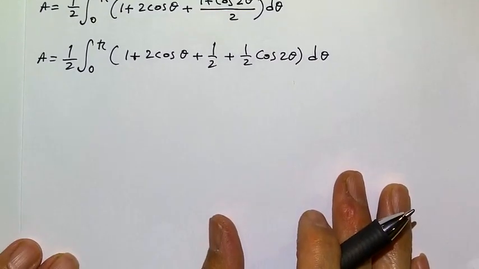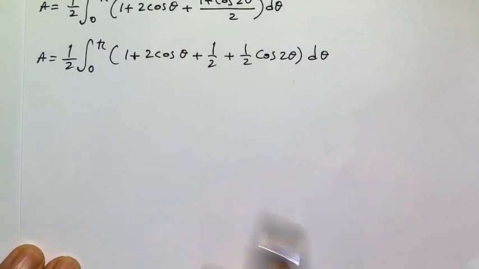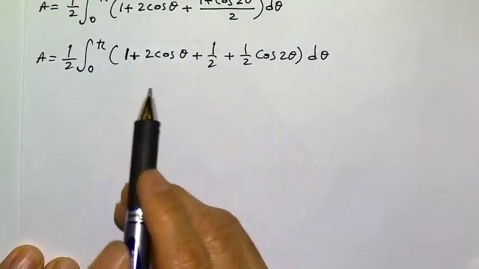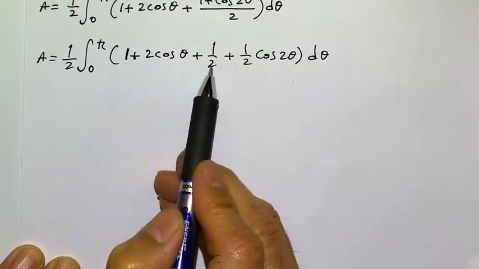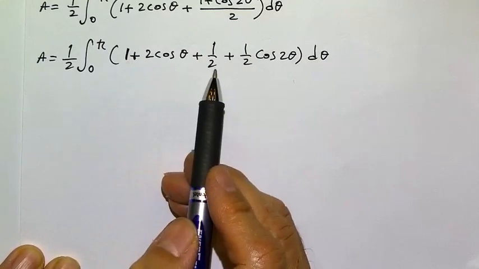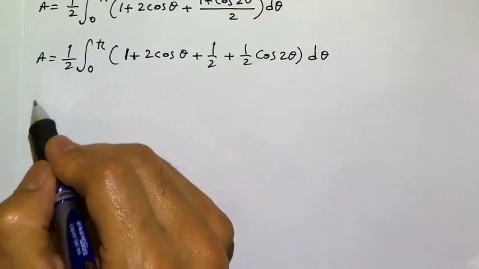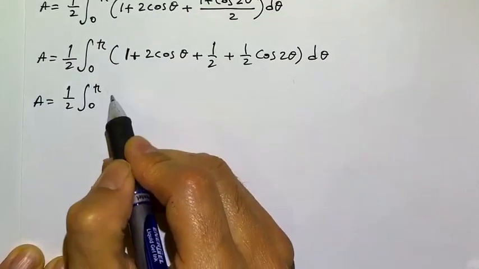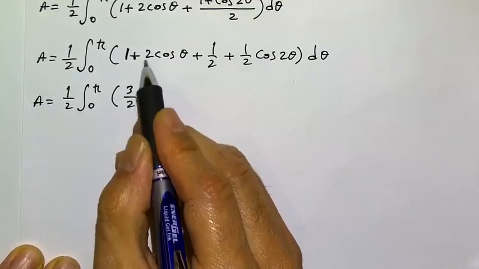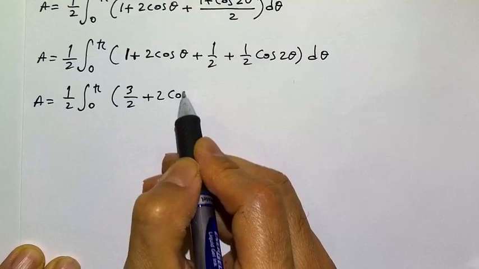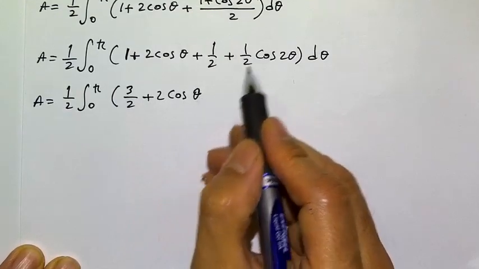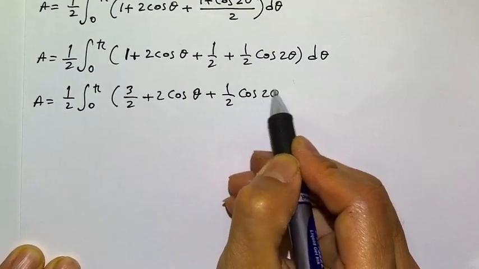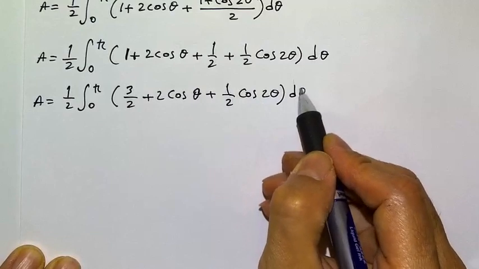Okay, let's move this up. So now, let's see, we could immediately integrate, but we have to combine these two constants. 1 and 1/2 add up to 3/2, right? So the area is 1 over 2 from 0 to pi of 3 over 2 plus 2 cosine theta plus 1/2 cosine 2 theta d theta.